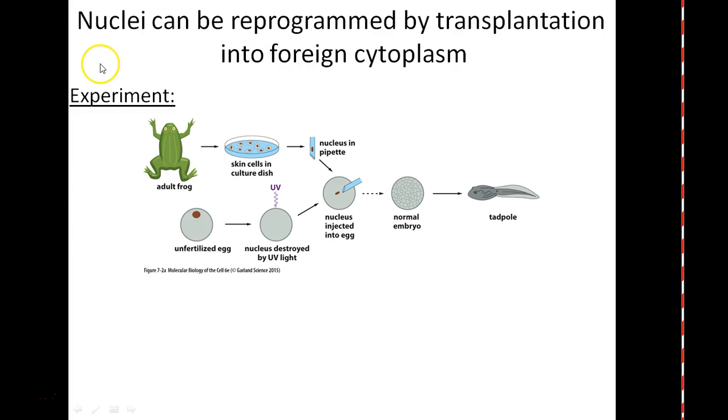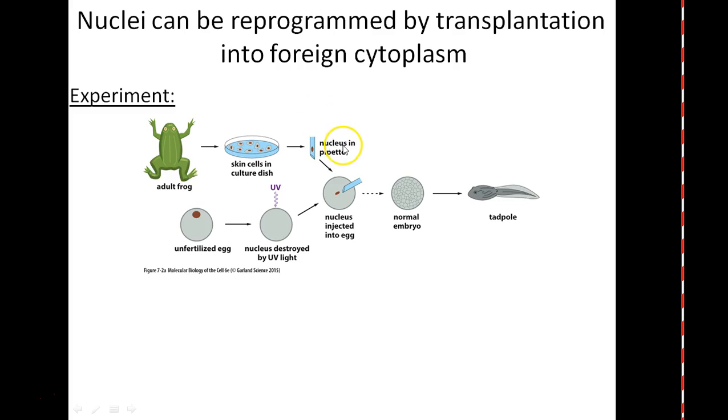And this is a really nice experiment showing how, very early in the old days, nuclei can be reprogrammed by transplantation into a foreign cytoplasm. So this is a very nice experiment done in frogs. When you have an adult frog, you take skin cells, you grow them on a petri dish. So those are terminally differentiated adult skin cells. And then you take an unfertilized egg, damage or remove the nucleus by exposure to UV radiation. So the nucleus from the egg is lost here.